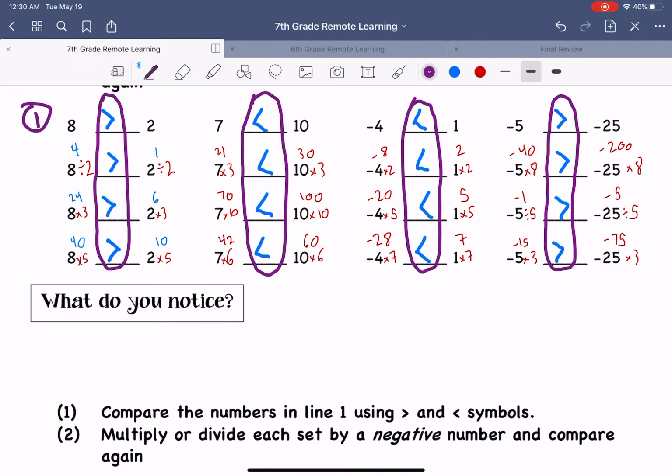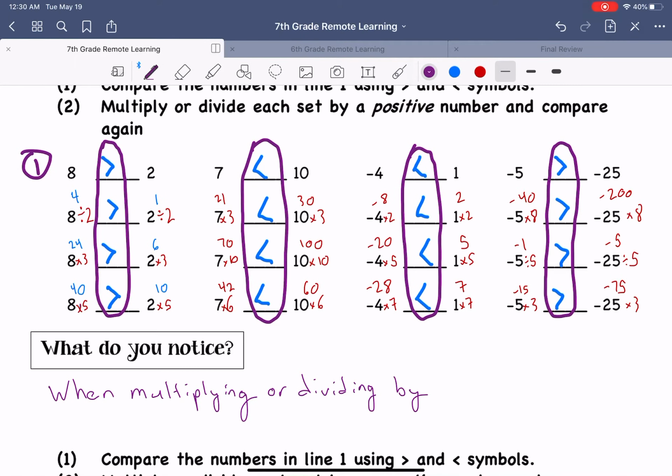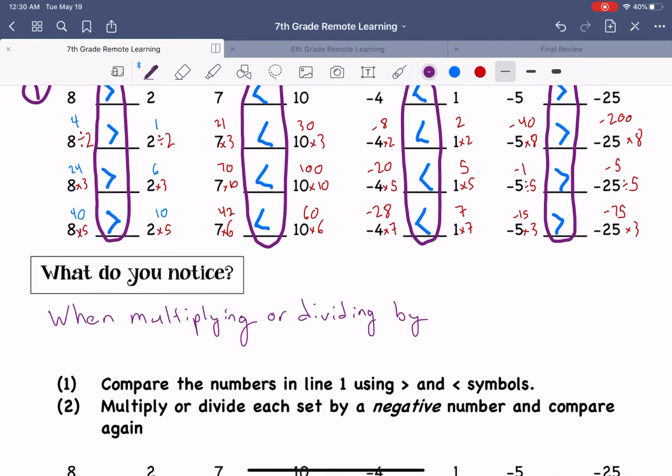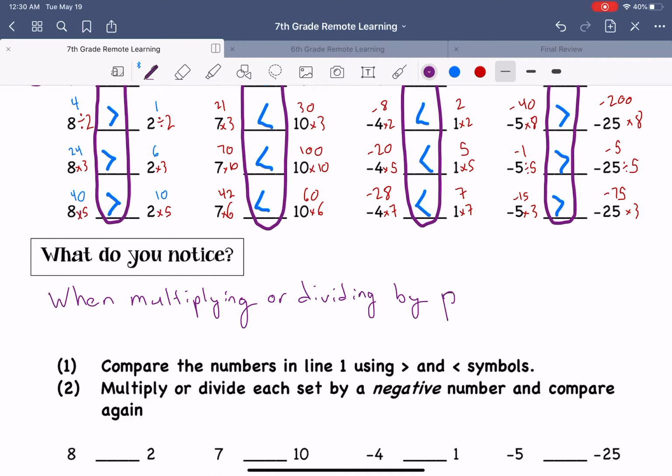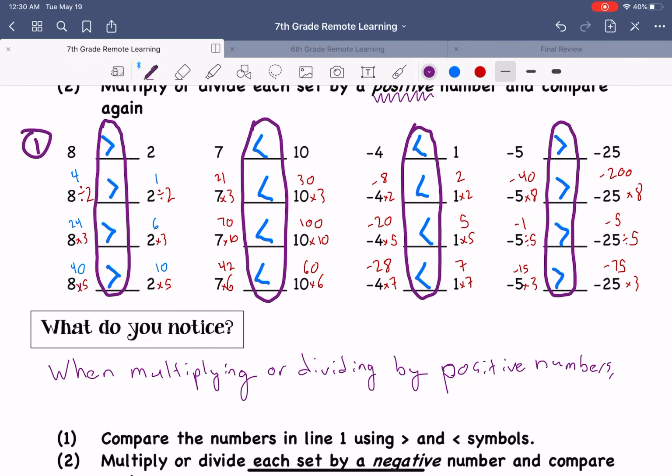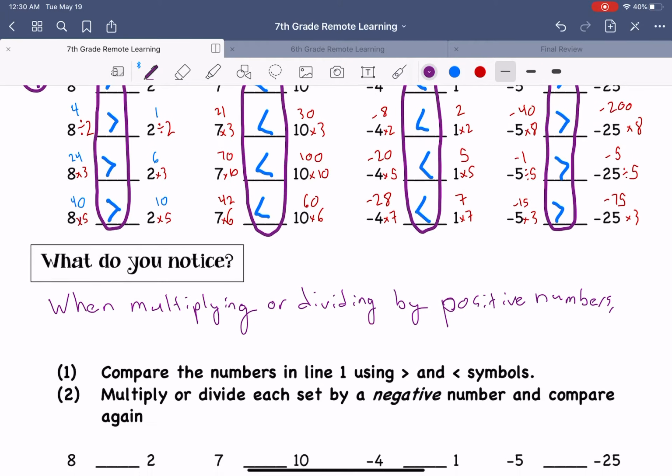So what do we notice? Well, when multiplying or dividing by, and what kind of numbers specifically were we multiplying and dividing by? We were multiplying and dividing by positive numbers. And did anything really change? No, our inequality stays the same.